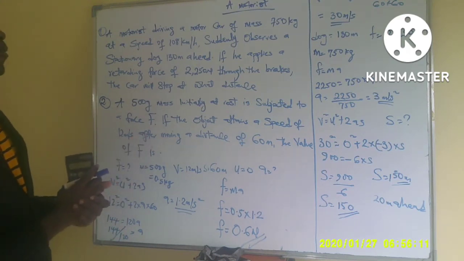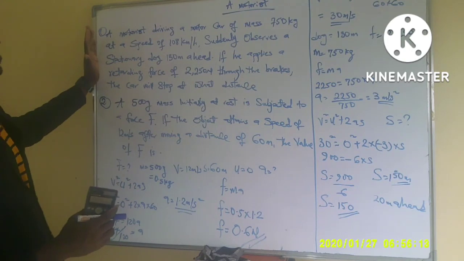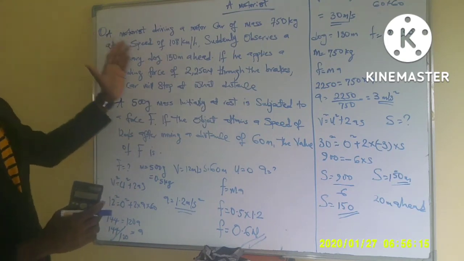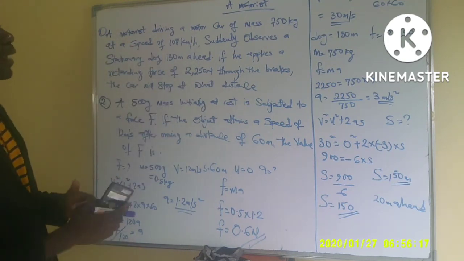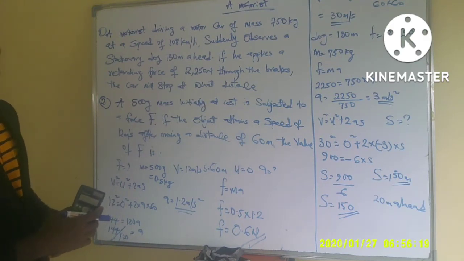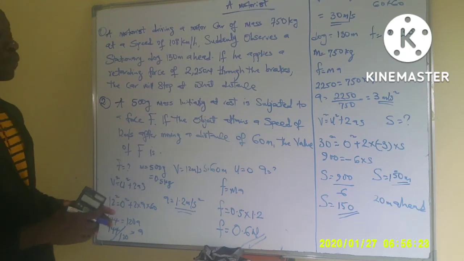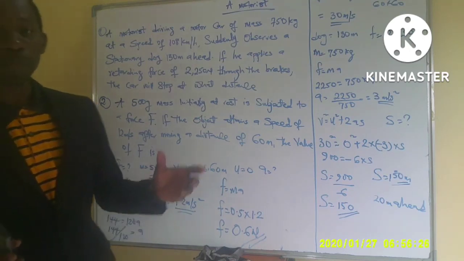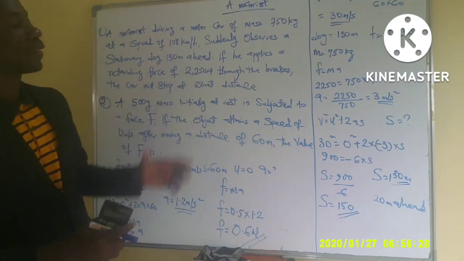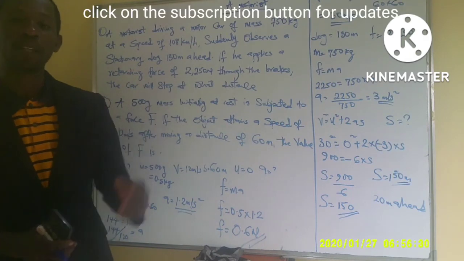Very simple, very straightforward. It's very sad that at question number 1, the car eventually hits the dog and still moves a distance of 20 meters ahead. Then at this point in time, the force with which the body is moving is 0.6 Newton. Very simple. This marks the end of friction. We're moving further to the next topic.